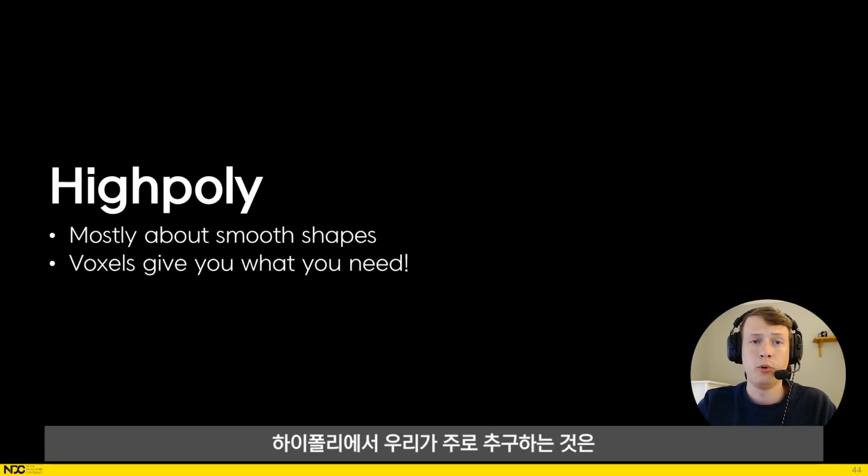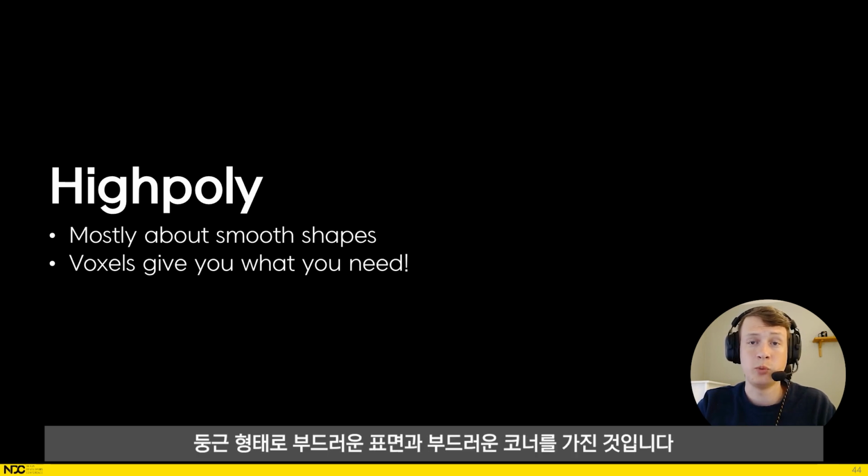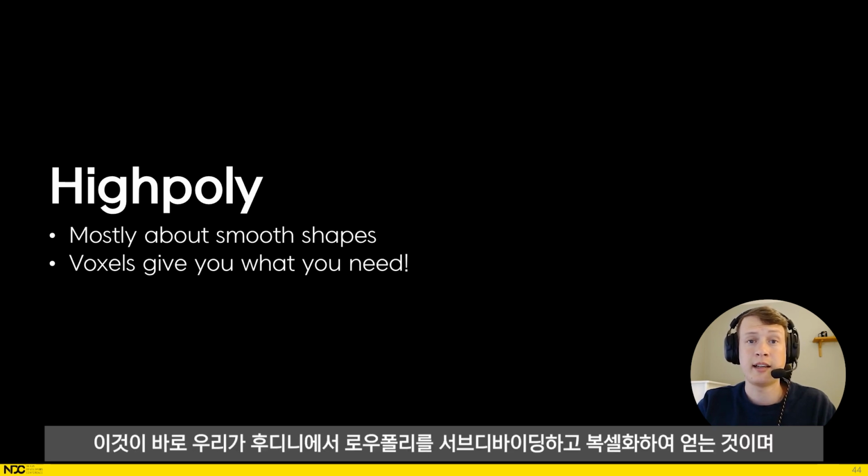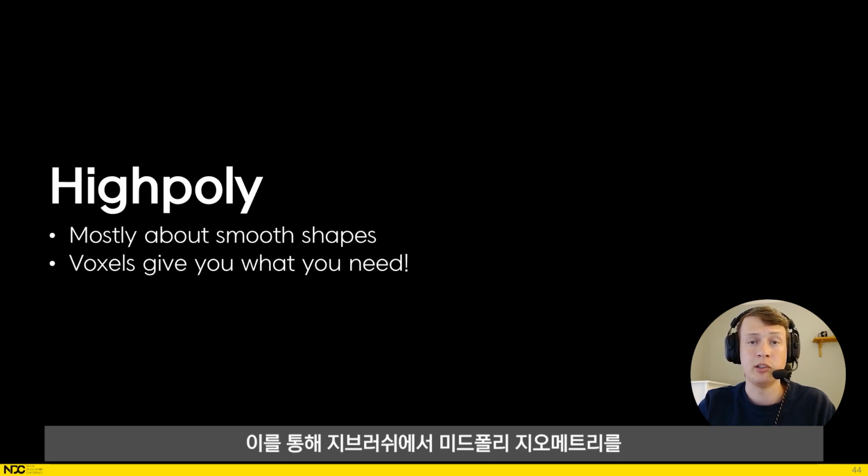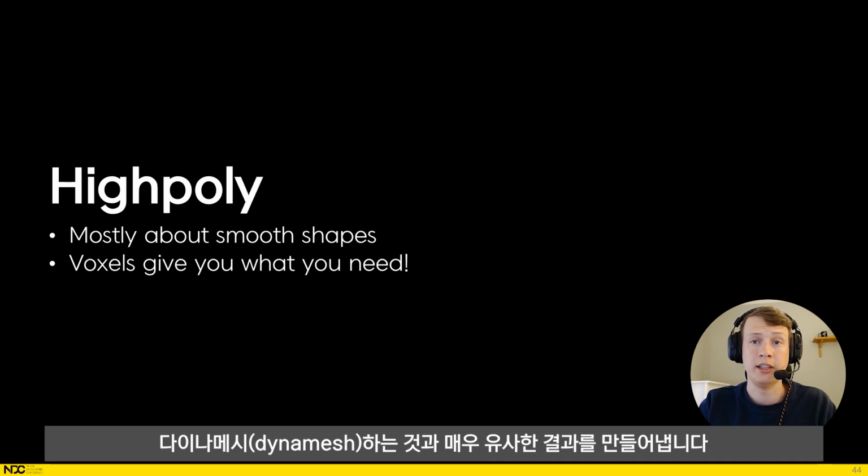For the high poly, most of what we're ever after is round shapes with smooth surfaces and smooth corners. And this is exactly what we get through subdividing and voxelizing the low poly in Houdini, which produces a very similar result to dynameshing a mid-poly geometry in ZBrush.